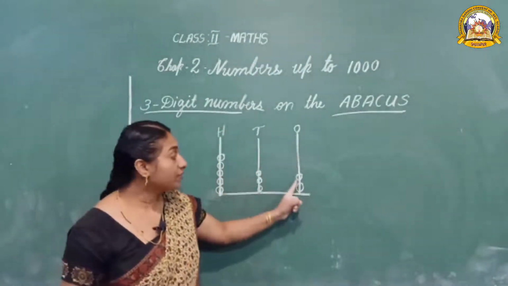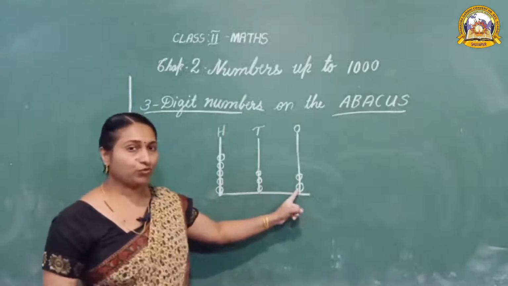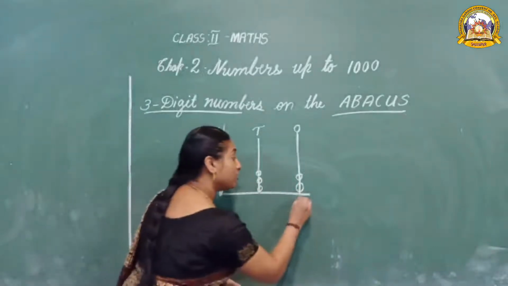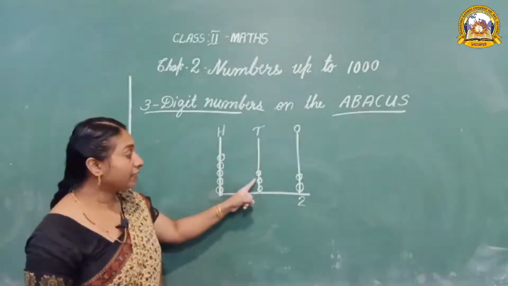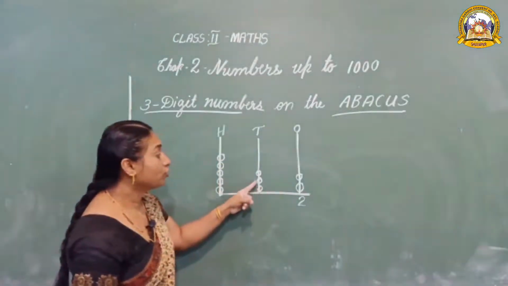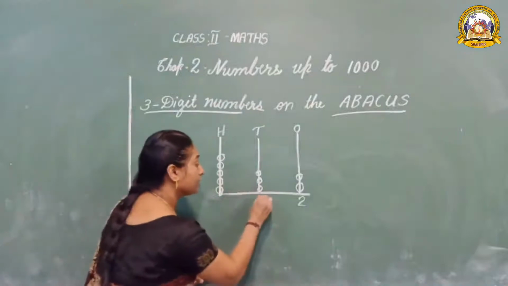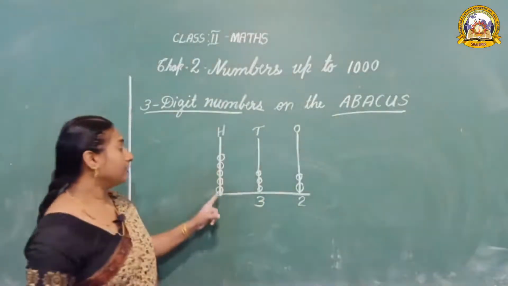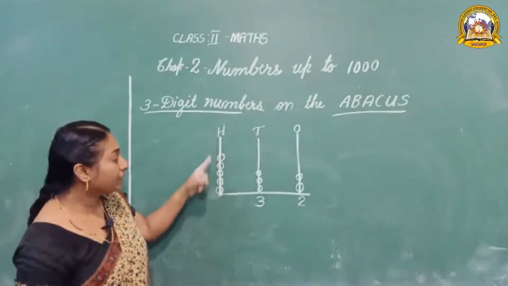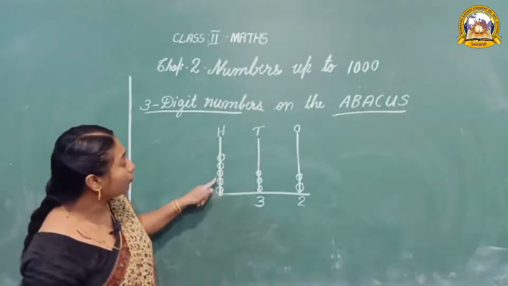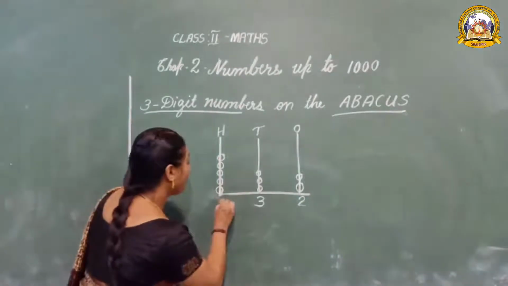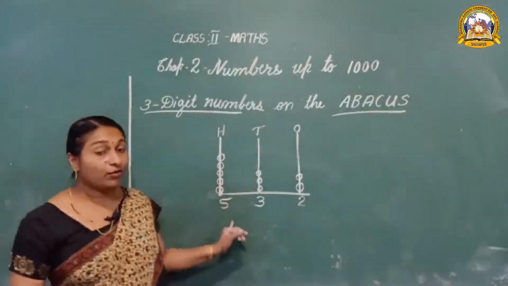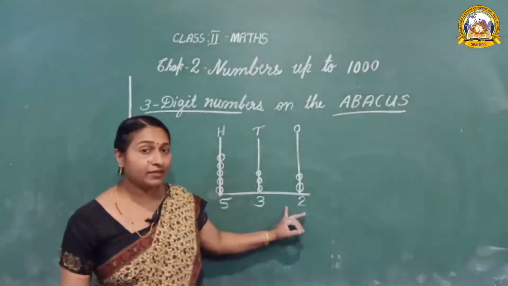Tell how many beads are here? 2 beads. So we should write 2 here. Then how many tens are there? 1, 2, 3 tens. 3. Then how many hundreds are there? 1, 2, 3, 4, 5. 5 hundreds. Now can you read the number?